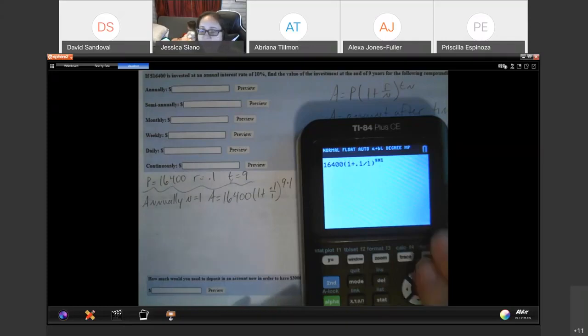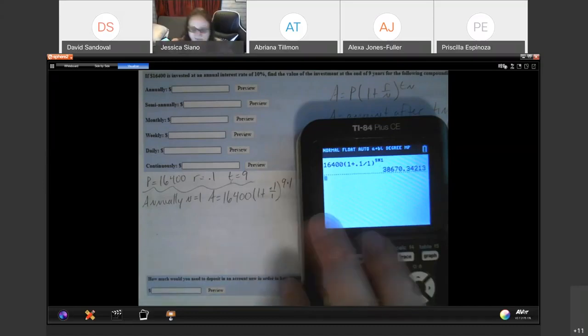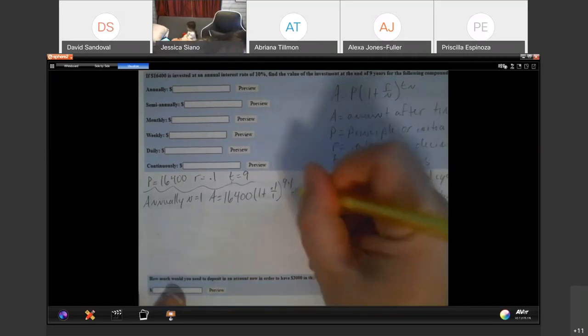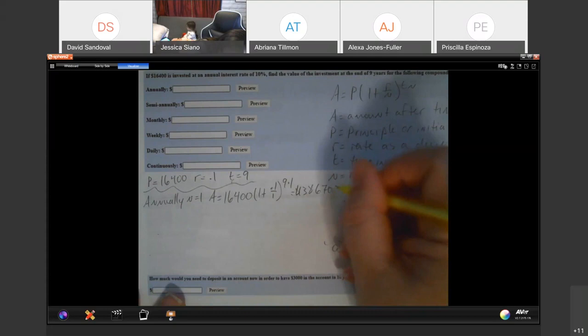Now, if you have a TI-83, when you press that caret button to do your exponent, make sure that you put parentheses around 9 times 1. It obviously doesn't matter when it's 1, but when it's something else, it will. So the answer is $38,670.34.